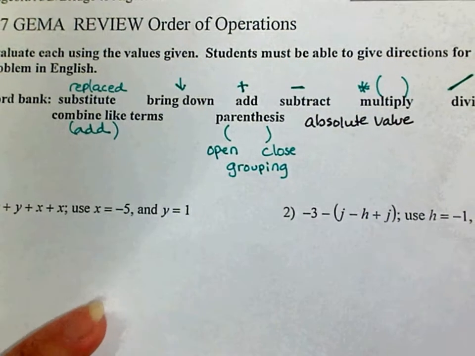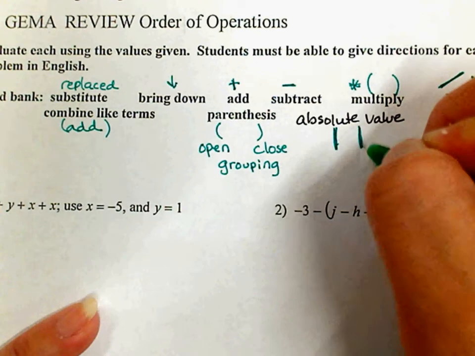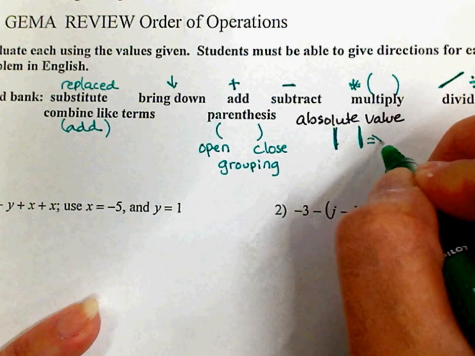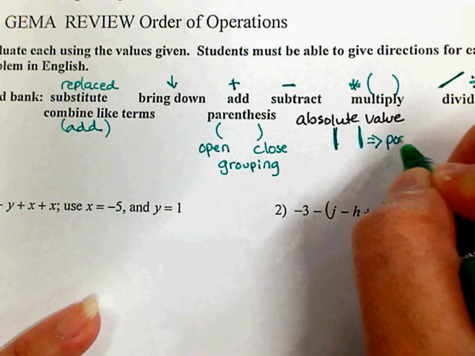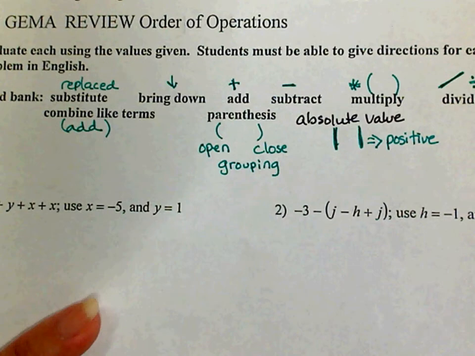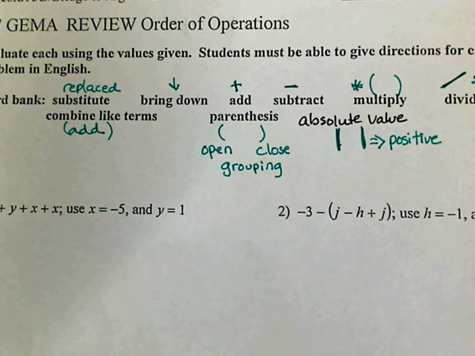And then absolute value. The symbol for absolute value is two lines like that. And absolute value means it is always a positive number. No matter if it's negative, it comes out a positive number. That's absolute value. All right. So make sure you know those English words, okay?